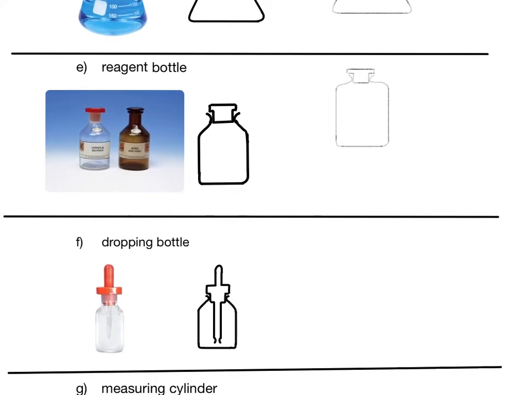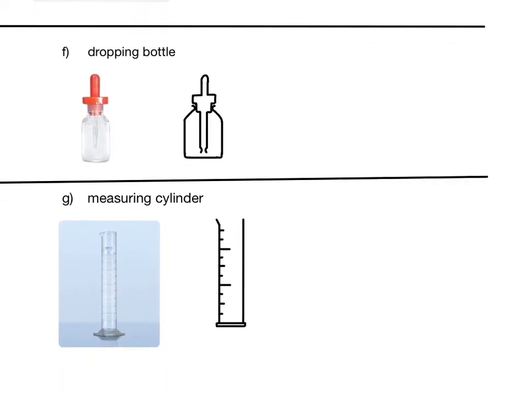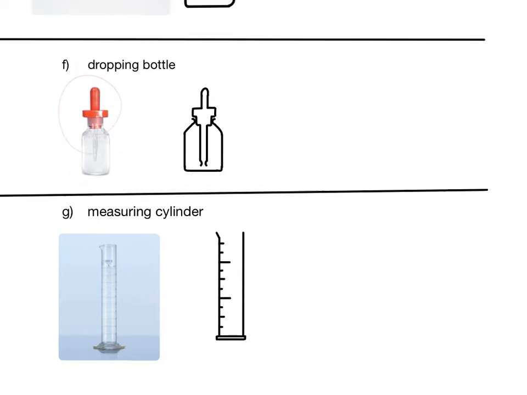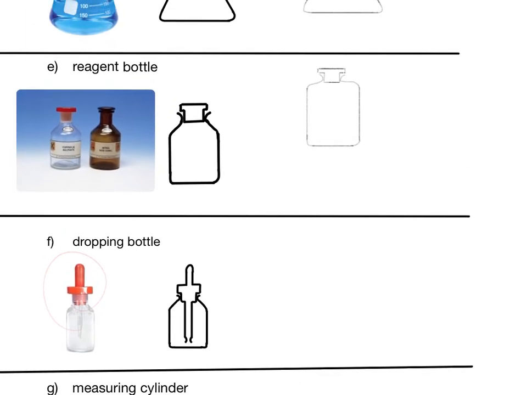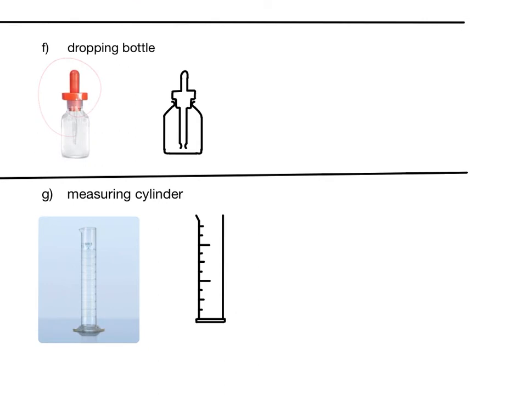And so the dropping bottle. The dropping bottle is somehow similar to the reagent bottle, but a little bit different. You can tell directly, in fact, from the stopper. They're different in terms of the caps. Okay, so now let's see how we draw it.